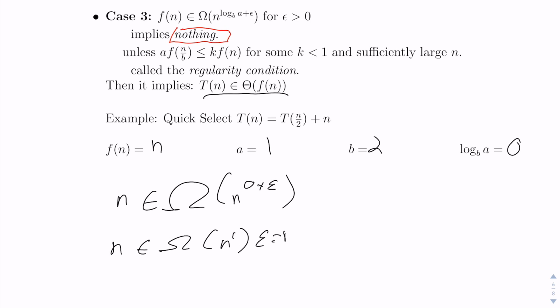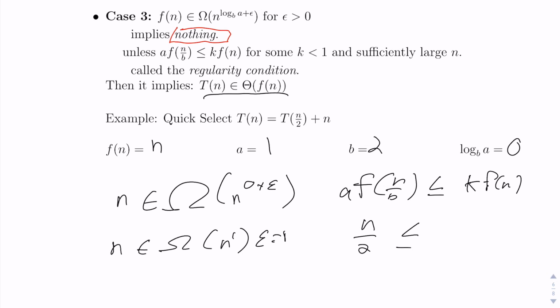So we want a f of n over b to be less than or equal to some k times f of n. All right, we can substitute all our values in, so this becomes n over 2, right? f of n over b is f of n over 2, so that's just n over 2. We want to make that less than or equal to k times n. What value for k should I pick here?